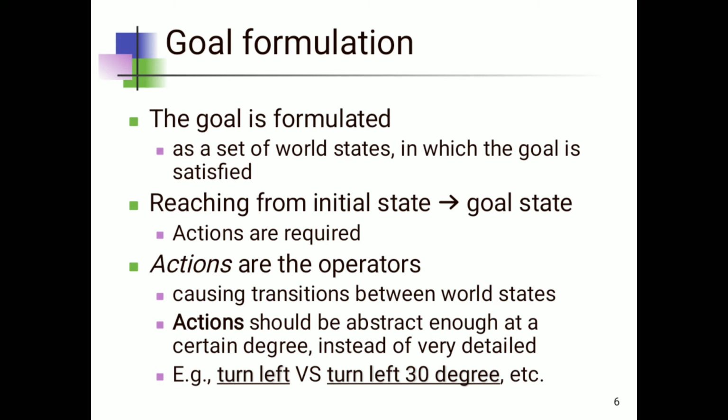Reaching from the initial state to the goal state, action is required. Yes, obviously, suppose we are present at the initial state and we have to reach the goal state, then we have to follow a certain set of actions in order to reach the goal state from the initial state. Then actions are the operators causing the transition between the world states.